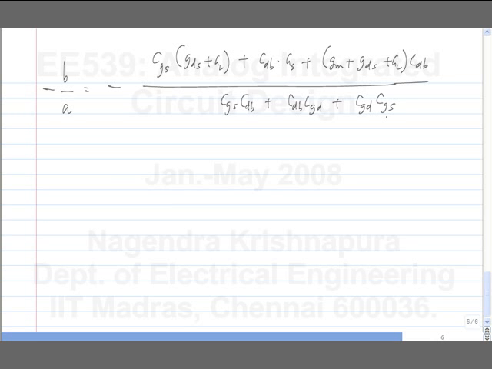So what is the saying? Sorry, the last time again I made a mistake. This is CGD. Okay. The denominator is CGS.